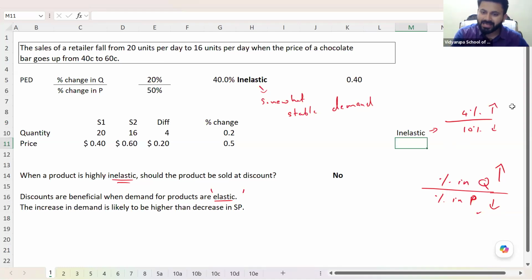Whereas if it's elastic in nature, what will basically happen?